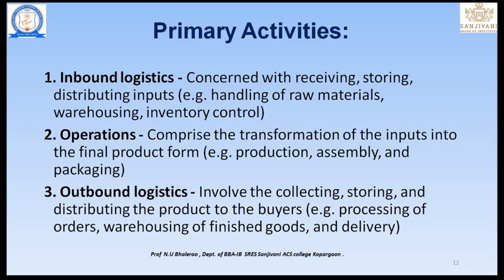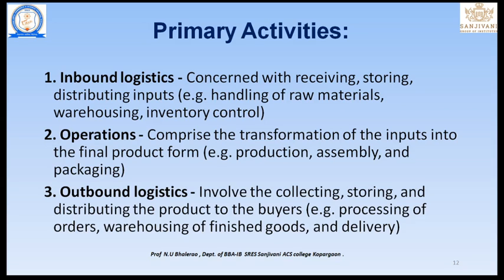The next one is operation, which comprises the transformation of the inputs into the final product form. Example: production, assembly and packaging. To understand this in simple language, let us take an example of Maggi. Maggi is not only the single production, which involves the packaging, the quality control, then the final assembly and the distribution. So it includes all these activities in operation.